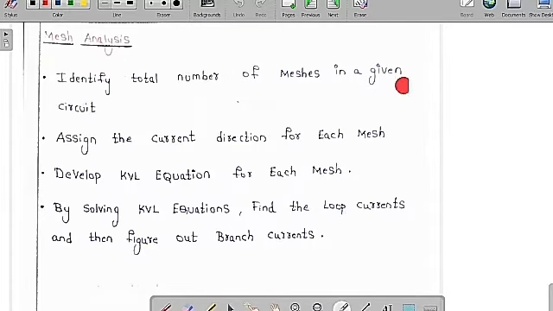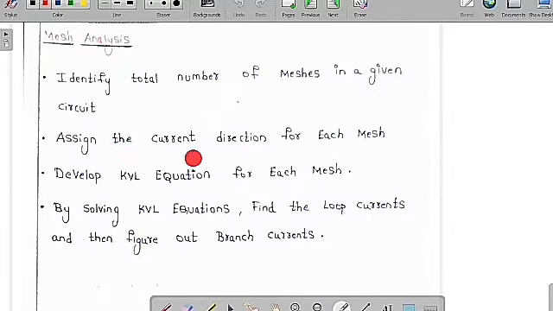Identify total number of meshes in a given circuit. See, a mesh is not always a loop, but a mesh can be a loop, but every loop cannot be a mesh. So listen carefully, every mesh is a loop, but every loop is not a mesh. Means inside a mesh there will be no other loops, but inside a loop there may be other loops or meshes. So because of that reason only we can say every mesh is a loop, but every loop may not be a mesh.